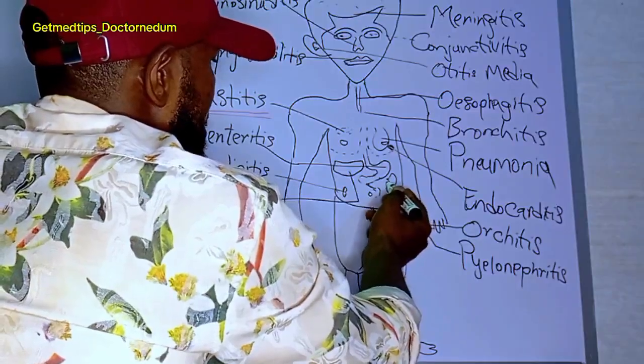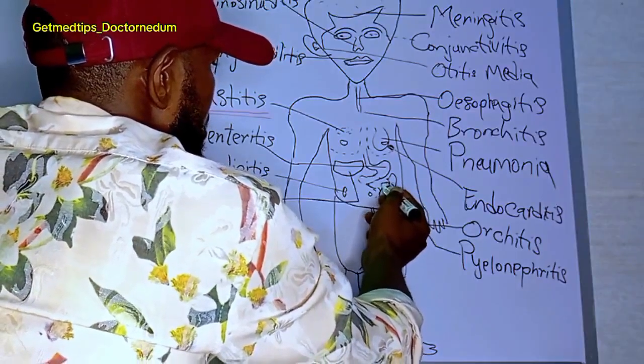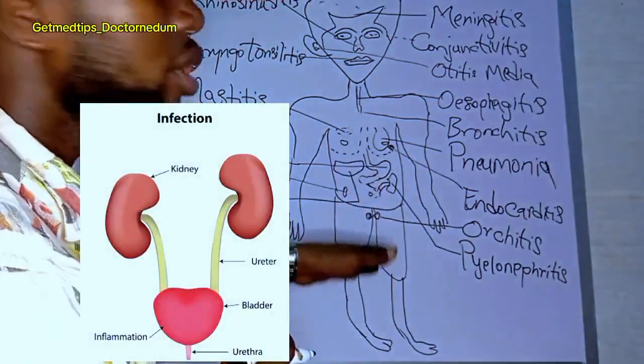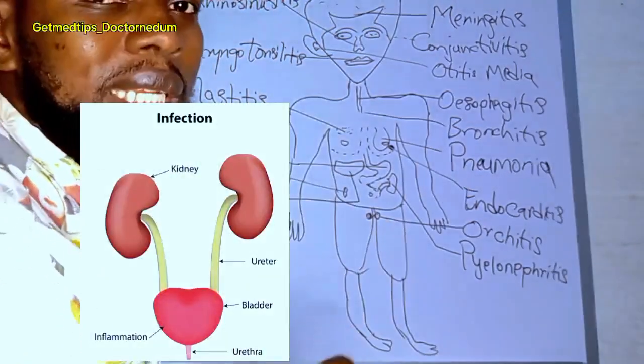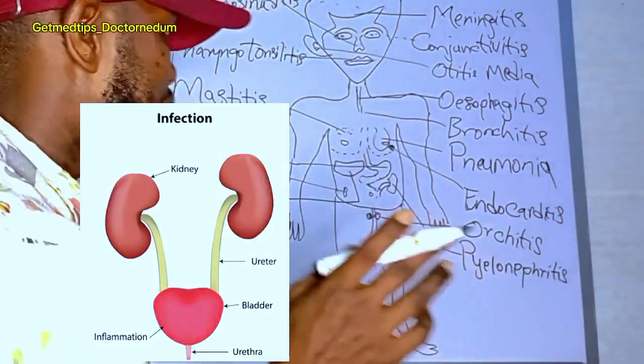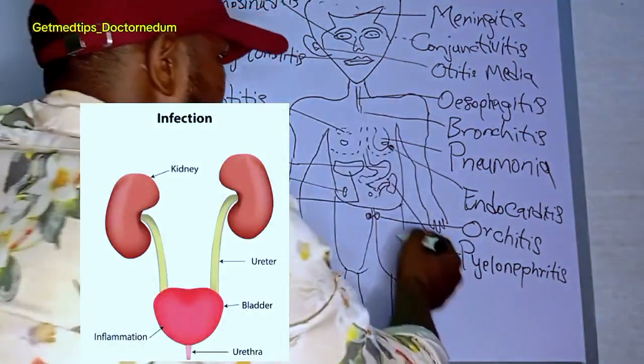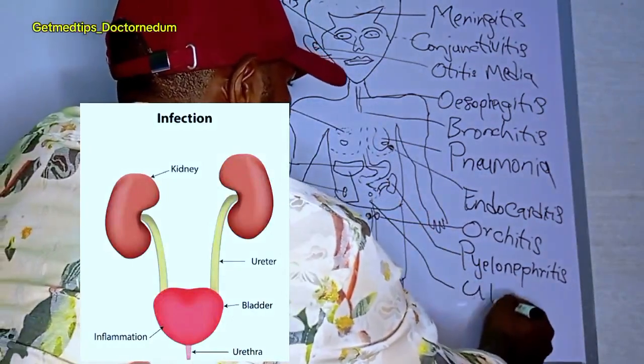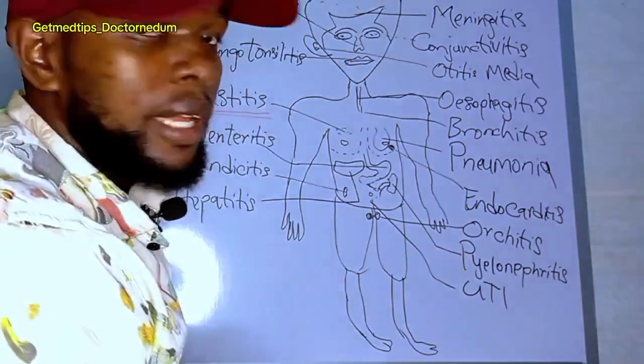The urinary tract, starting from this point, what is coming out from here is the pelvis into the ureter, then down to the bladder, to the urethra, and then out. So anywhere along that point is your what? Urinary tract infection, UTI, and it causes fever.